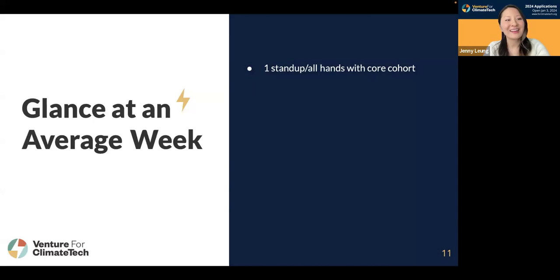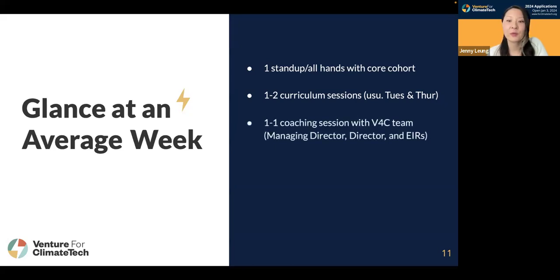Now, a glance at an average week, this is your 5 to 10 hour commitment. There's one stand-up, or all hands meeting as we like to call it, with the core cohort. So it's a chance for you to get to meet everybody else, to build relationships with your cohort mates, learn from everybody else, and hear how things are going and challenges that you may be facing at the same time. We will also have 1 to 2 curriculum sessions, which are usually on Tuesdays and Thursdays. And then we have a one-on-one coaching session with the V4C team, either with the managing director and/or director, which is me, and/or our EIRs.